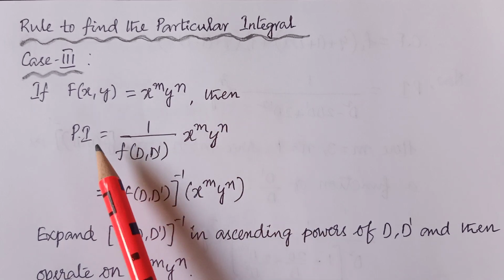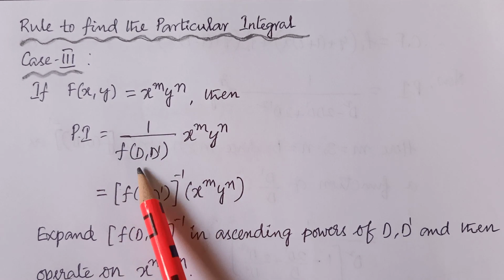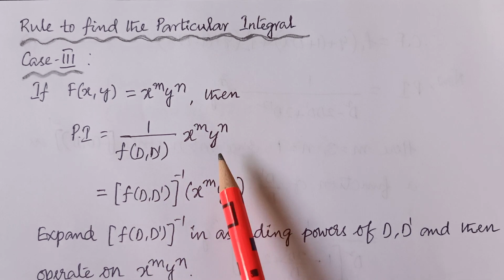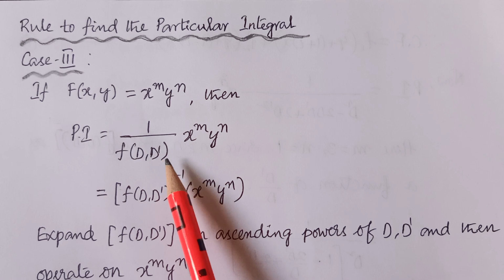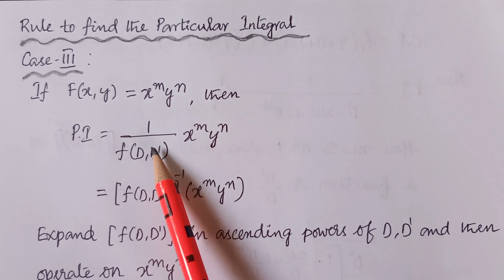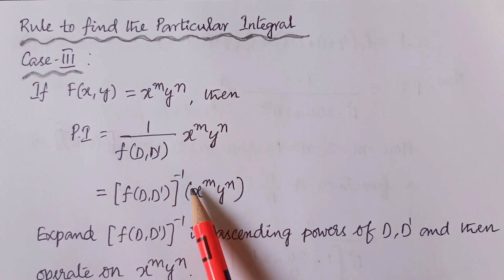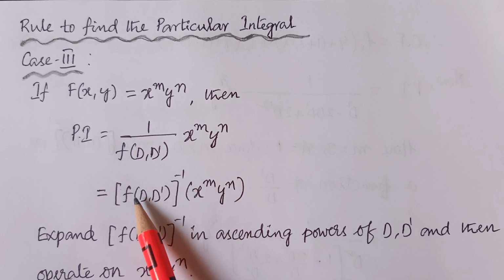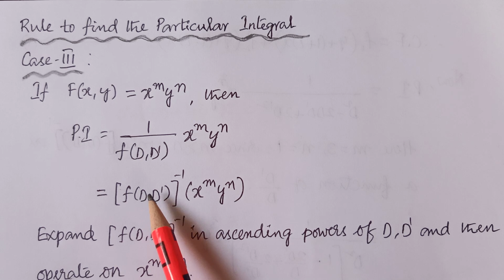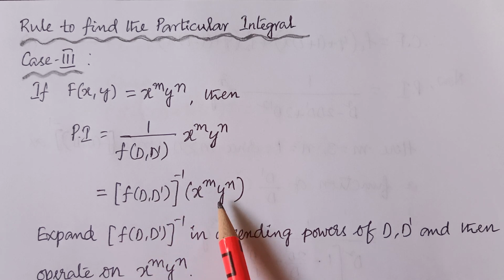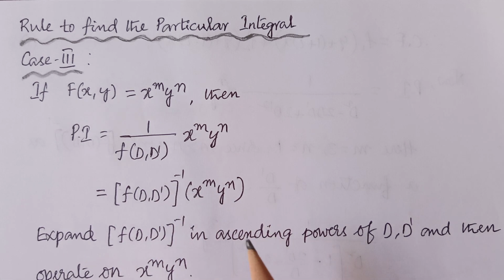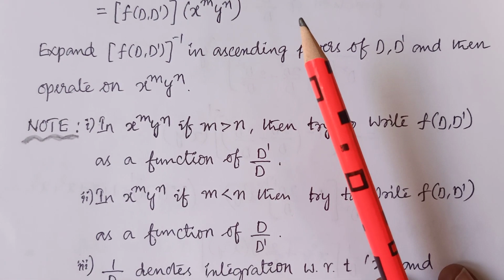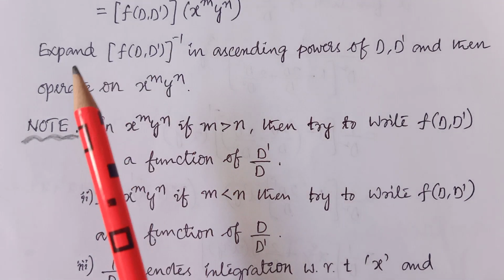Then the particular integral is equal to 1 by small f of D comma D dash into x power m y power n. So in this case, what we have to do is take this denominator to the numerator in the form of power minus 1. That is, f of D comma D dash whole power minus 1 into x power m y power n. Now, we need to expand this.